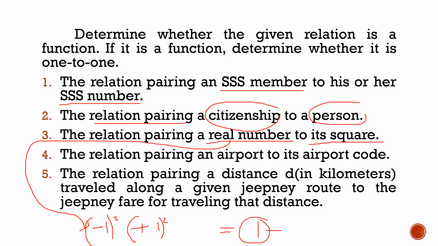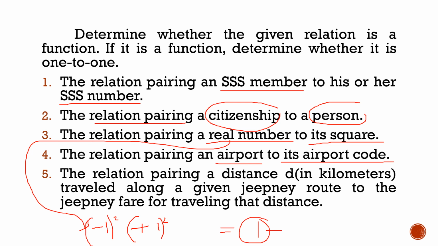For number 4, the relation pairing an airport to its airport code. So there are two variables here, your airport and your airport code. When we say airport code, for example, MNL, or I mean, NAIA. So this NAIA stands for Ninoy Aquino International Airport.